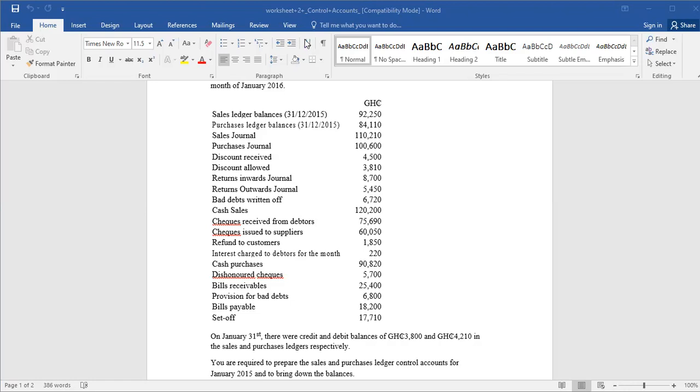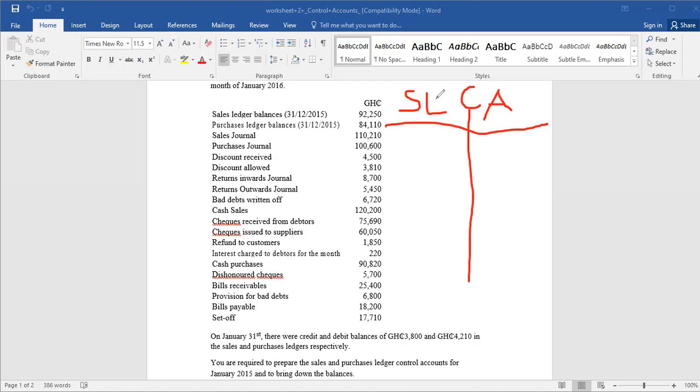Let me see if I can write. I don't know if that is possible. Will this work? I hope so. Okay, so this is like the sales ledger control account.